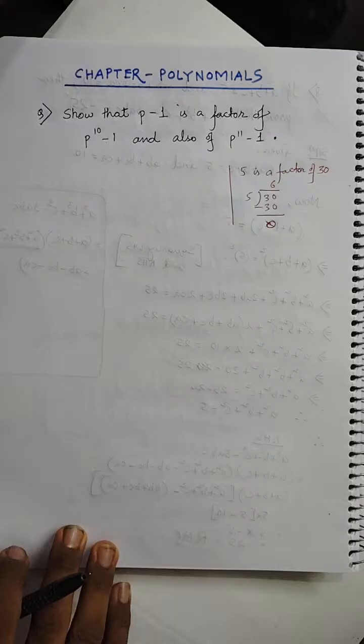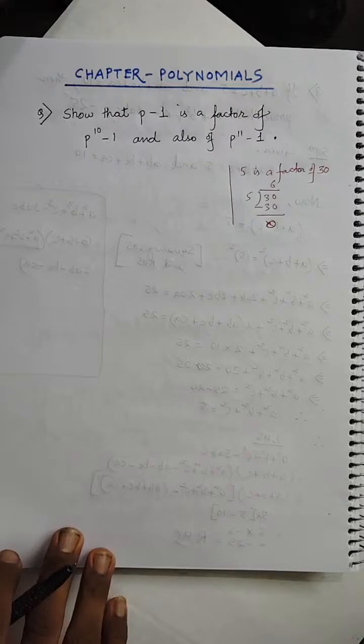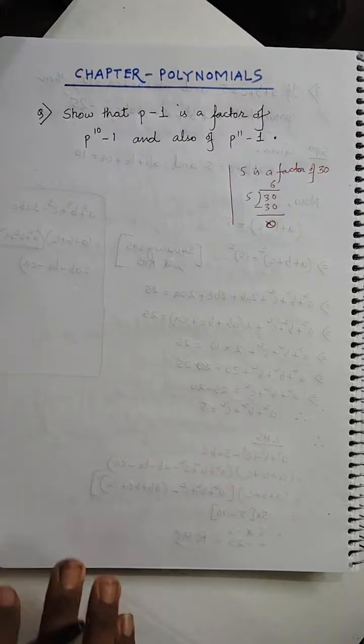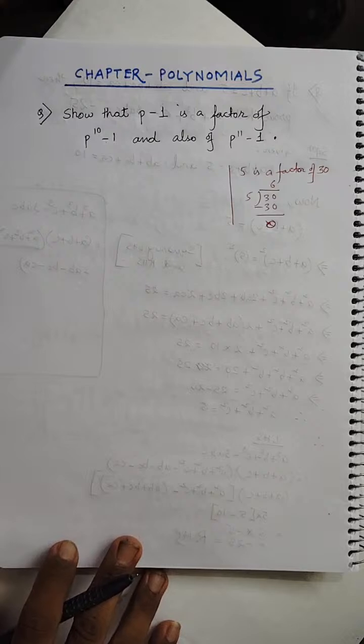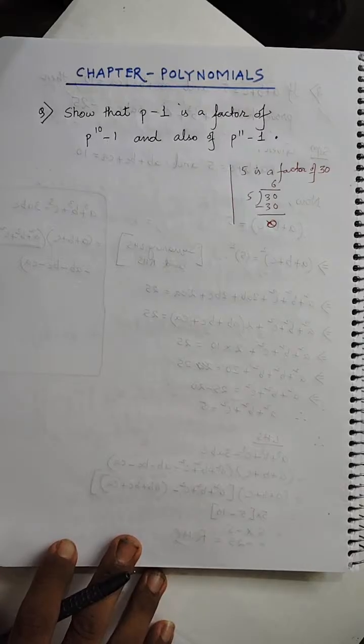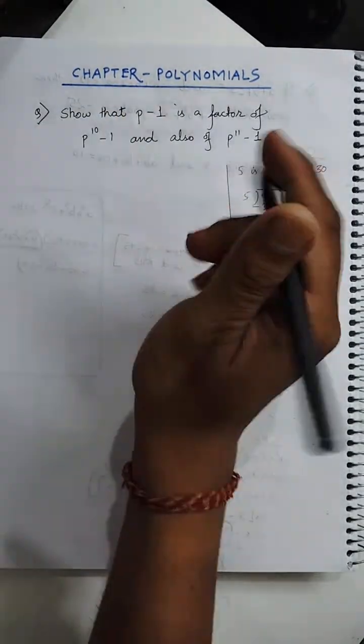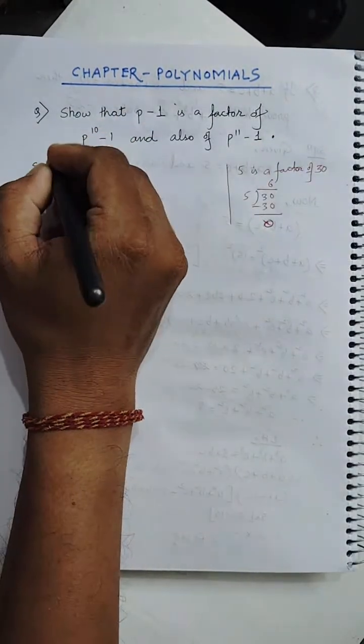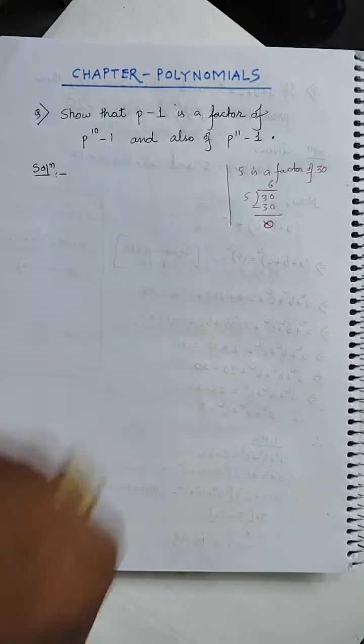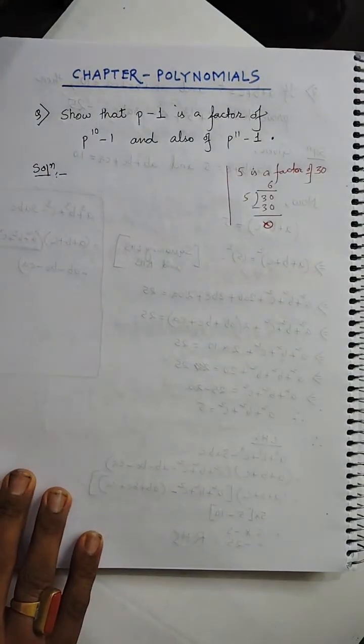In fact, the definition of factor says a number which exactly divides a number is called its factor. Same is the case with polynomials. If one polynomial is a factor of another polynomial, then on dividing, the remainder must be 0. Now we don't have to actually divide it. We have something which we call the remainder theorem. So using the remainder theorem, we can find out the remainder without actually dividing.